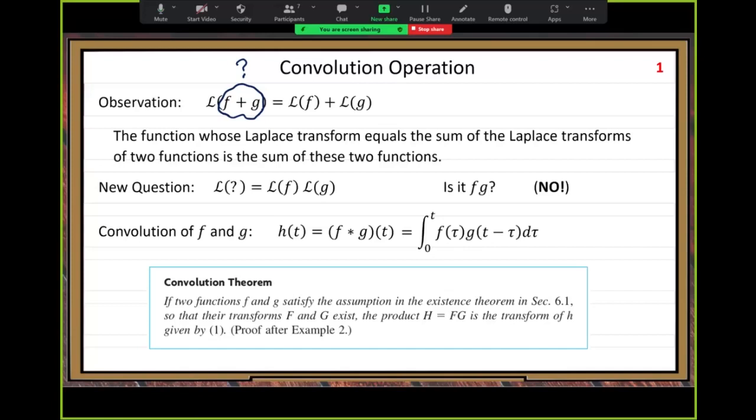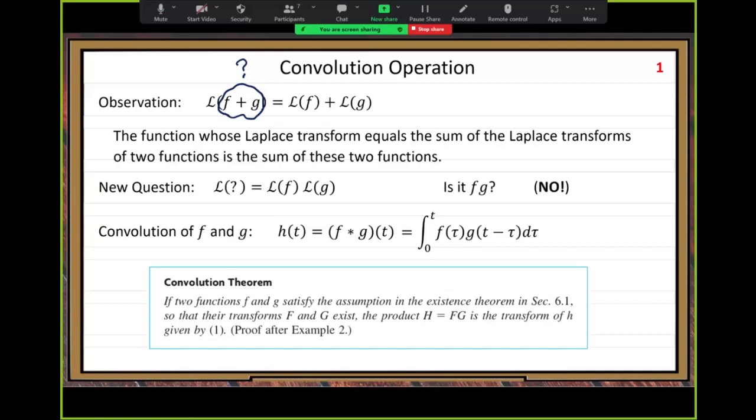Capital H is the Laplace transform of this little h. This capital H, the Laplace transform of this convolution, equals F times G, which is the transform of little h given by this formula. That's the convolution theorem.